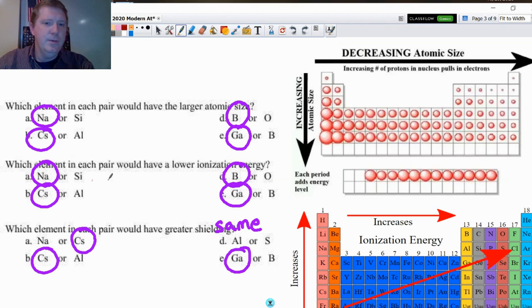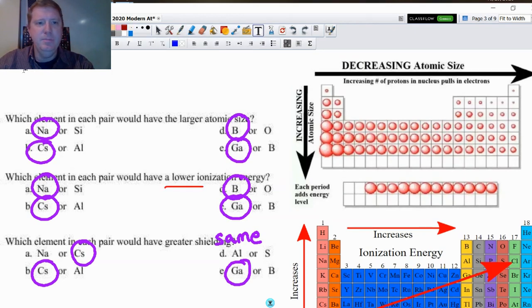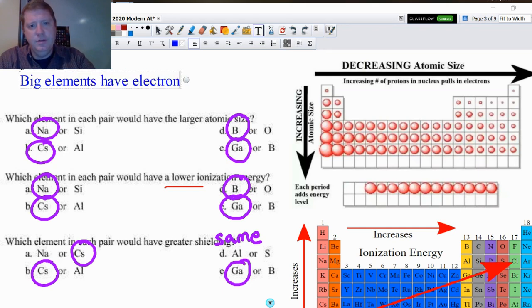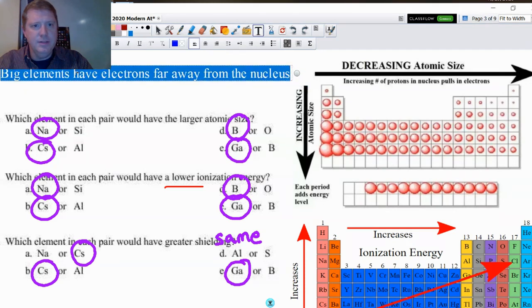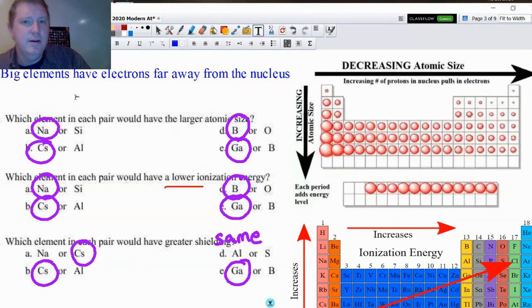And then which element would have a lower ionization energy? So if an element is big, big elements have electrons far away from the nucleus. So when they are big, like those elements in the bottom left, it's going to be a lot easier to remove those electrons than the ones that are near the top right, which it gets harder and harder to remove.